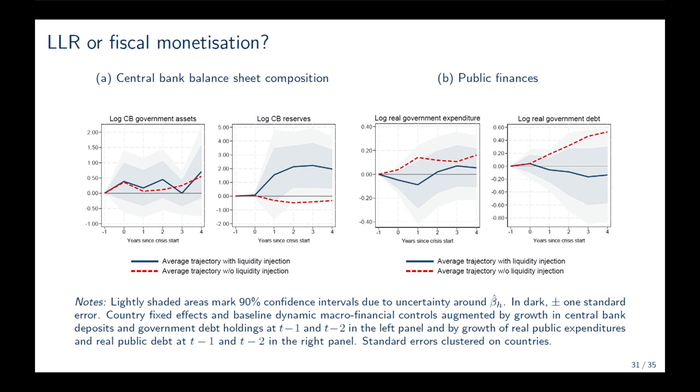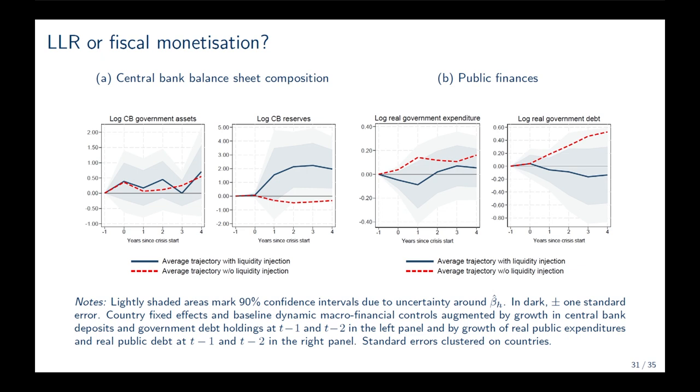Is this about the central bank monetizing the deficit, and fiscal stabilization through the back door? See here what happens to central bank government assets over the crisis between hawks and doves. There's barely a difference. So this is not about intervention by buying up government debt and supporting fiscal operations. This is really driven by the difference in the increase in central bank reserves, so operations vis-a-vis the financial sector.